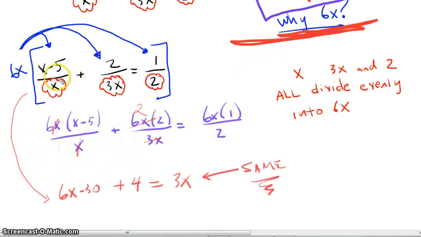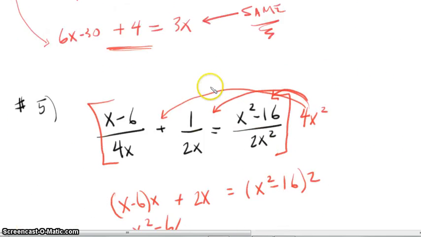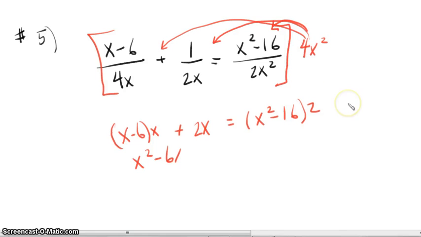So this black equation here and this red equation here are actually the same, this being a much, much, much easier problem. Okay? All right. So again, our process is to determine what the denominator divides evenly into. So moving on, number 5.